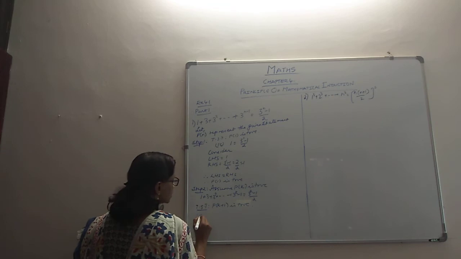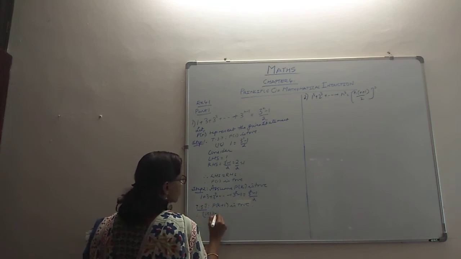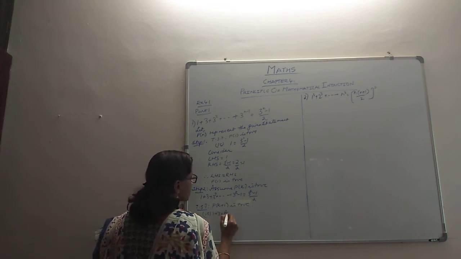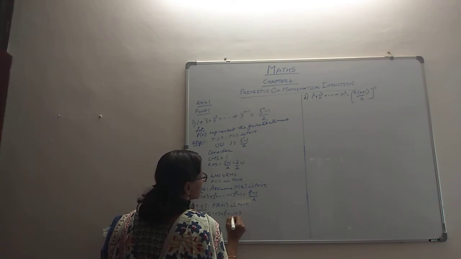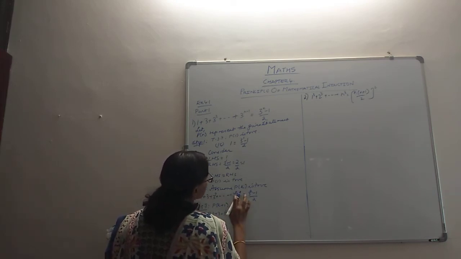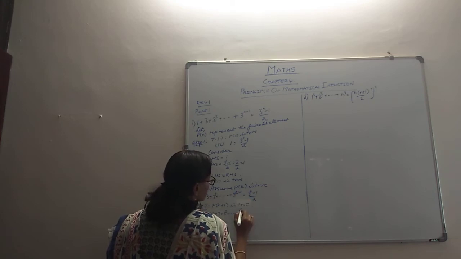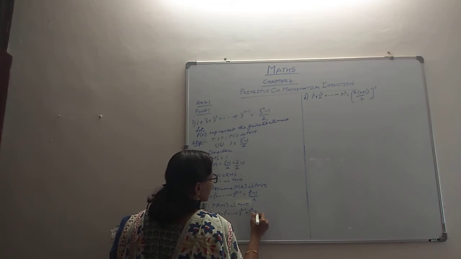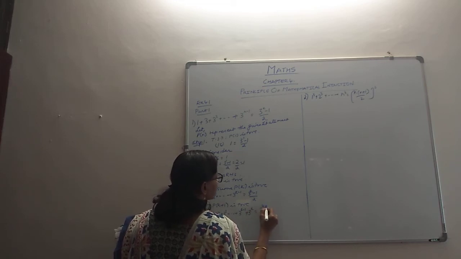So what do we have to show? We have to show 1 plus 3 squared, and so on up to 3 raised to k minus 1, and then the next term also, that is 3 raised to k. And here wherever k is coming, we put k plus 1.